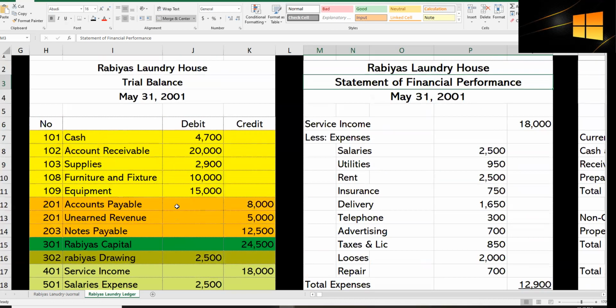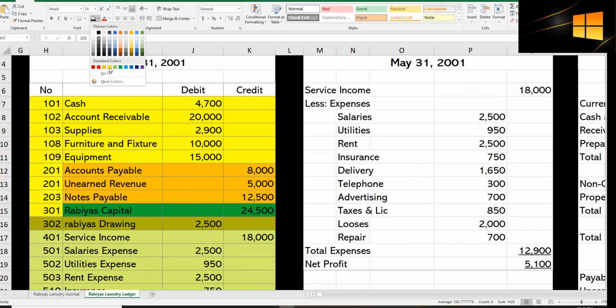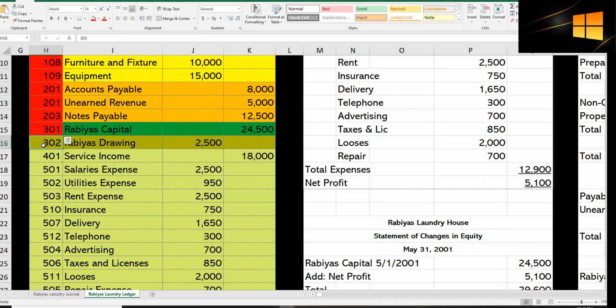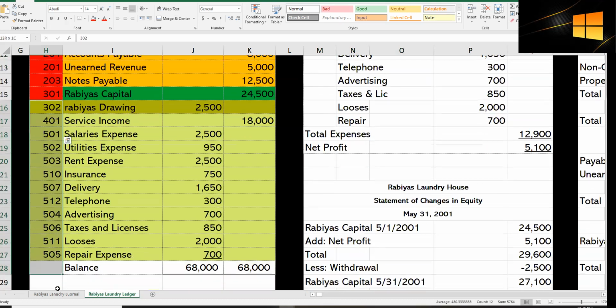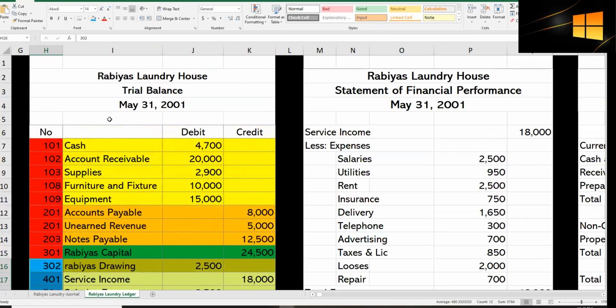Ngayon, isa-isahin po natin. Alin po ba dito yung sinasabi ko dito na mga nominal at saka temporary accounts? So kukulayan ko po from here. Ito po yung ating permanent account. Lalagyan ko ng red para red na red. And then yung ating nominal accounts or those accounts na i-close after the accounting period, ito po sila. So kulayan po natin sila ng light blue. Okay, so yan po yung ating hati.